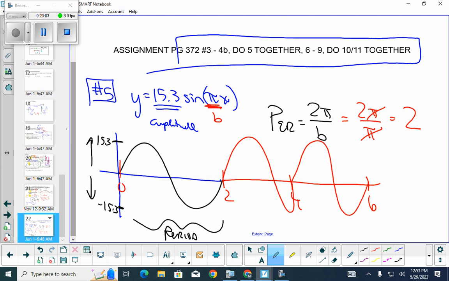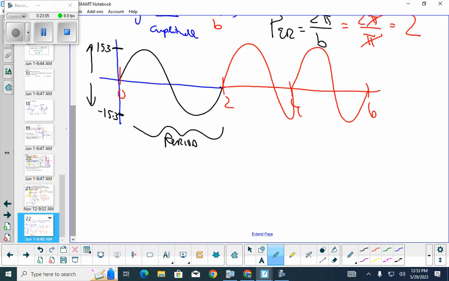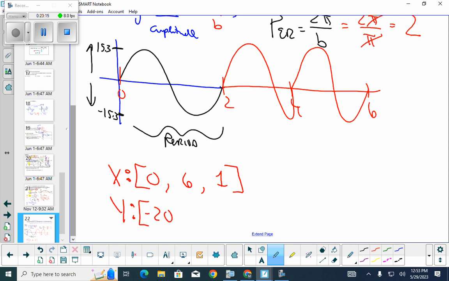Oh yes, so for the window settings, so you would go X. So you always put the min first, the max second, and then the scale. For the Y, you do the min first, the max second, the scale. And they don't care about the scale, they only care about the min and the max.